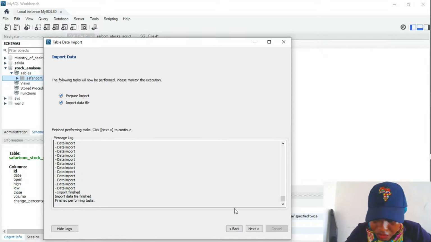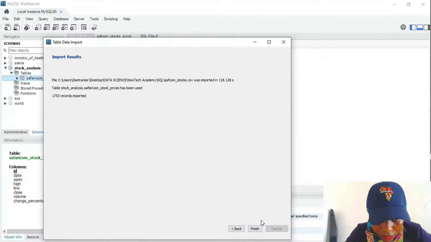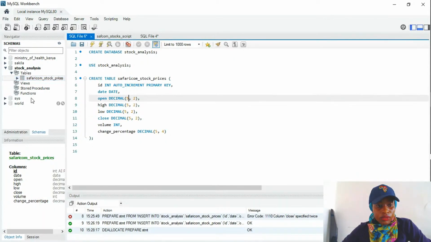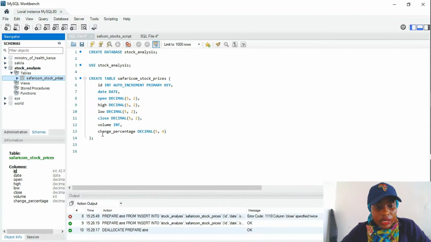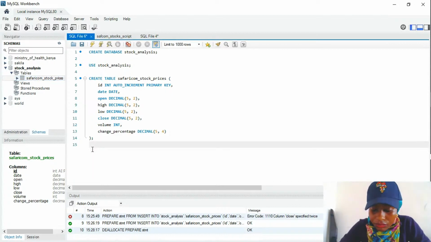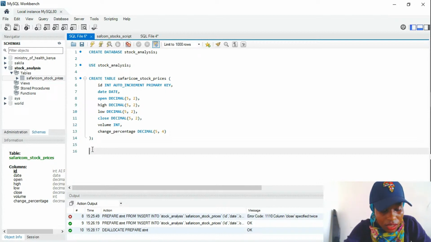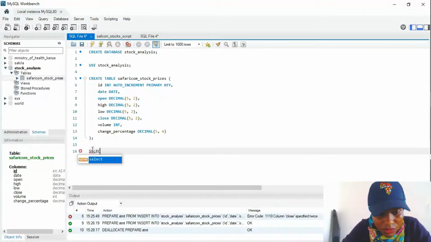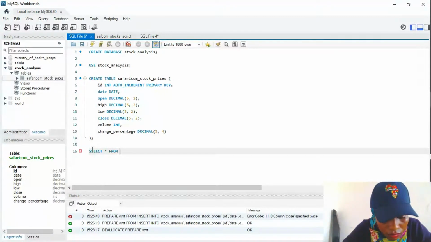I think we've finished here. You can see that we've imported 1753 records. So let's just finish. Now we can just check our data set to confirm that everything has been imported. So select all from Safaricom.